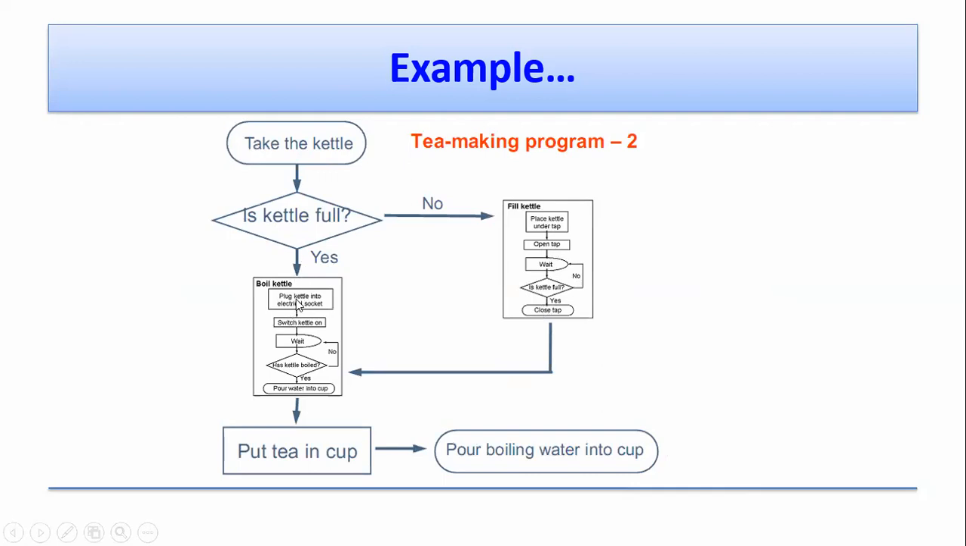Inside the boil the kettle, again there is a sub process. So once we boil the kettle, then we can put tea in a cup and then pour boiling water into the cup. So in this algorithm, there's no process called put sugar into the cup. Usually we don't use sugar when we are making tea. Now, did you understand this?